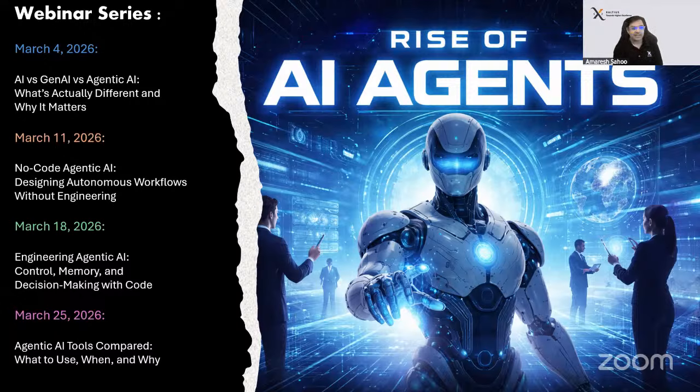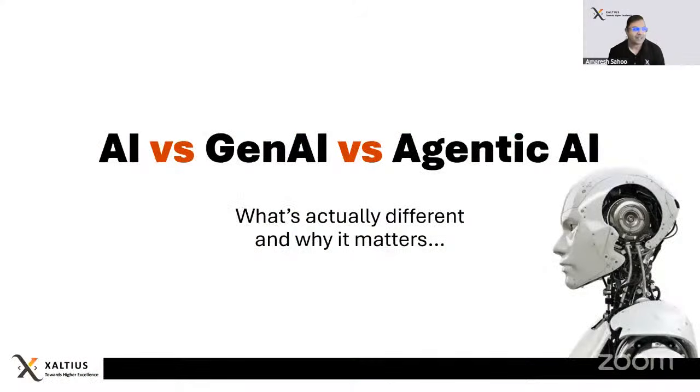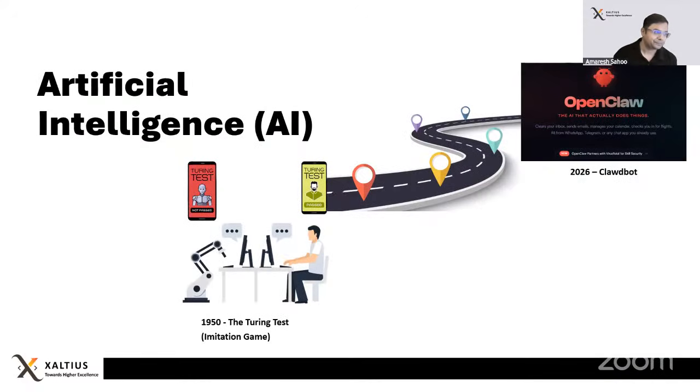Right. So let's start off with the rise of AI agents, starting with the first topic that we shall be covering. We shall be understanding how AI is moving from the era of generative AI to agentic AI, what actually is different in agentic AI as compared to generative AI, and why it matters. We'll try to understand. So starting off with some basics on artificial intelligence.